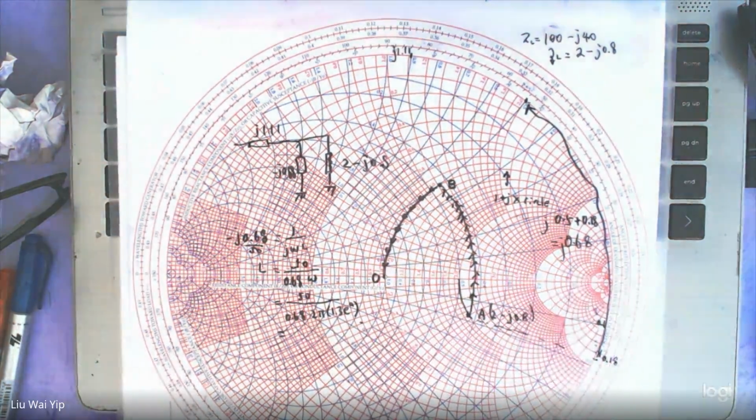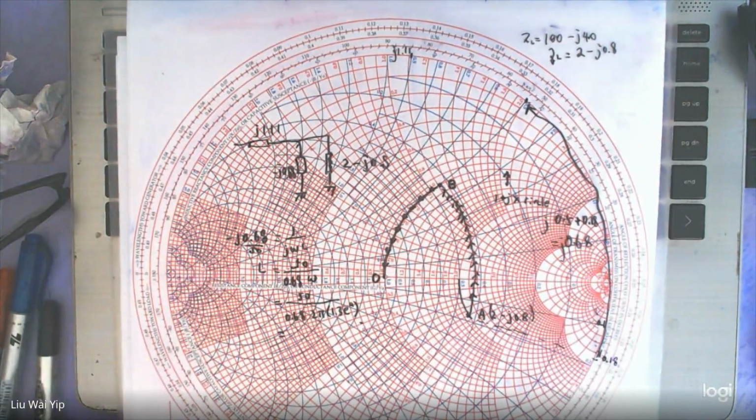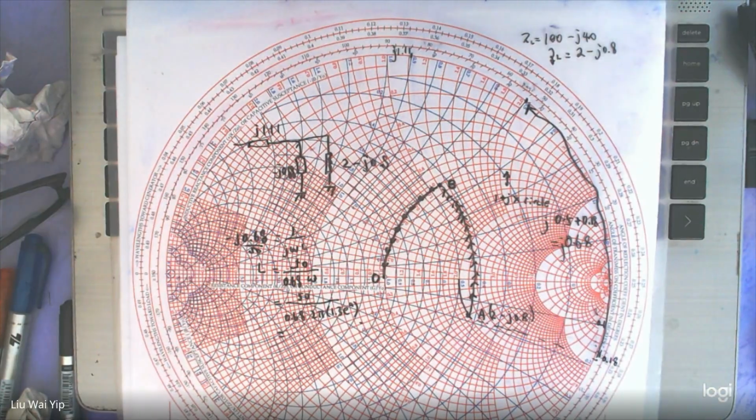So let me check the answer. Let's check: 50 divided by 0.68, divided by 2, divided by pi, and divided by 1.3.